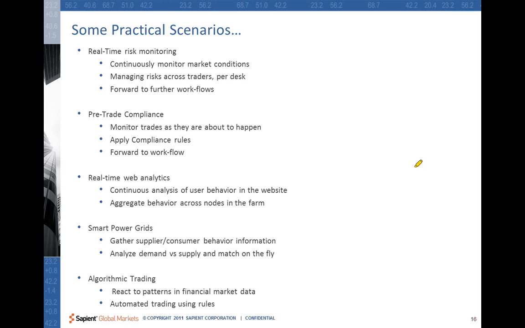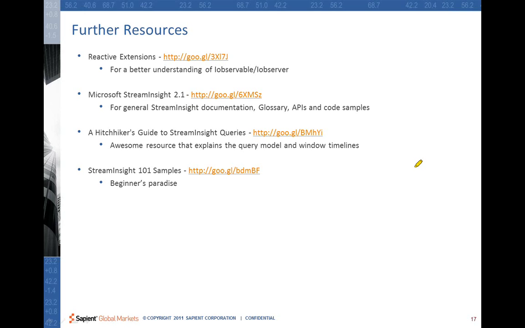Moving on. Sorry. So, some further resources for tickling the brains. Reactive Extensions. This is again a Microsoft link for a better understanding of IObservable and IObserver. And then the StreamInsight 2.1 documentation as such. We have a good amount of glossaries. I think it's very important for us to read the glossary section first. It introduces a lot of new terms which we are usually unaware of as application developers who have been doing a lot of database applications.